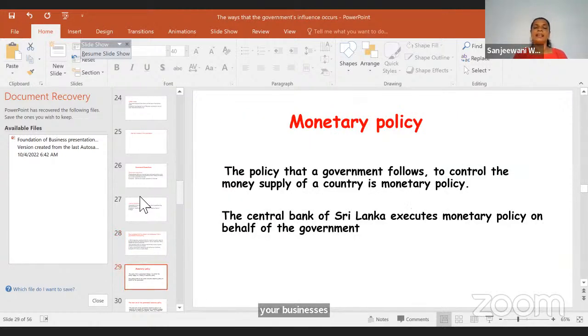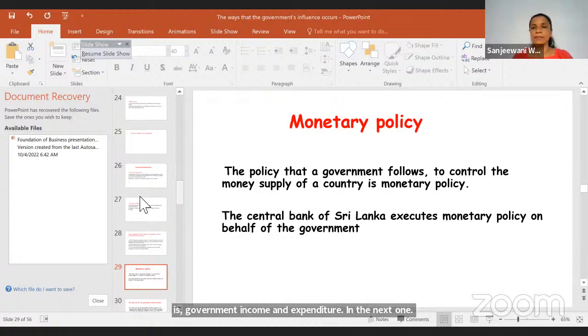All right. Then the next one is monetary policy. The first policy is fiscal policy, that is government income and expenditure. The next one is monetary policy. What is monetary policy? It is the policy that a government follows to control the money supply of a country. If the government controls the money supply, that is monetary policy. Who executes this monetary policy? The Central Bank of Sri Lanka executes this on behalf of the government. So remember, the Central Bank of Sri Lanka executes it, but on behalf of the government.